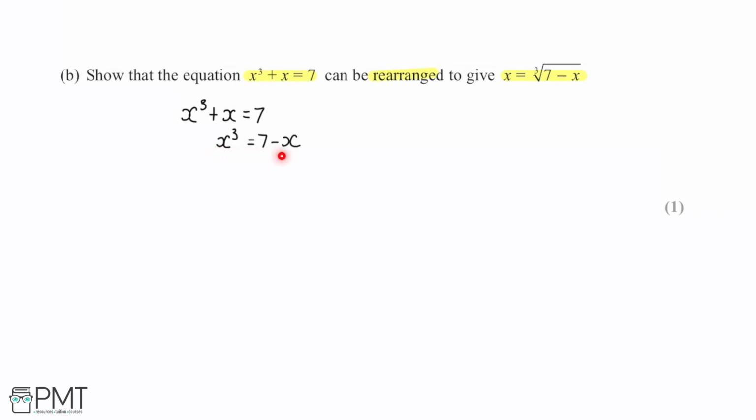Now we have x cubed is equal to 7 minus x. What we can do is find the cube root of both sides of this equation, remembering to do the same thing to both sides of the equation. And then if we look over here, the cubed root of x cubed is just x, because if we cube x, we get x cubed, and that's equal to the cubed root of 7 minus x, which is what we were asked to show here. And that will get us the mark for this question.